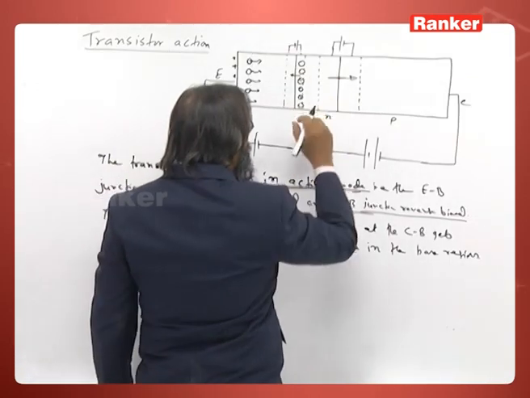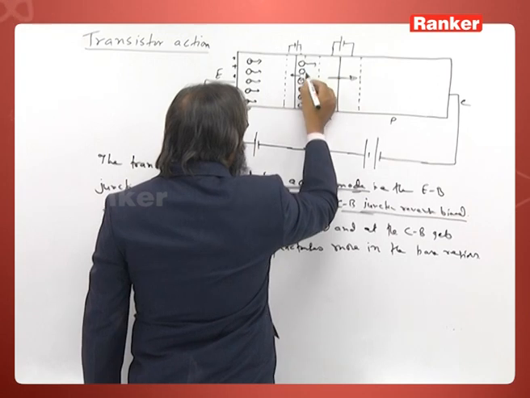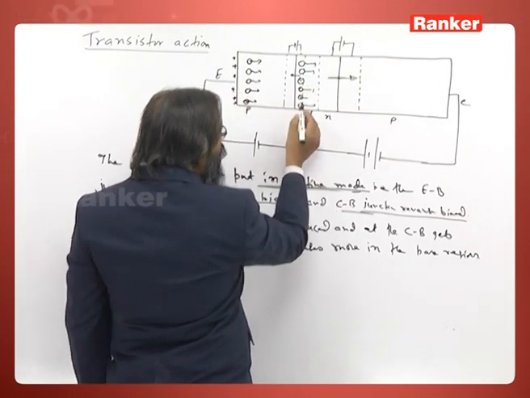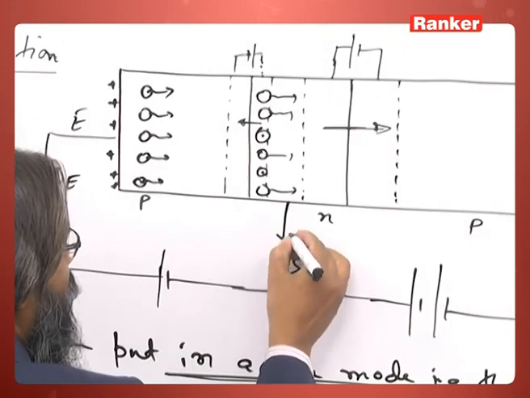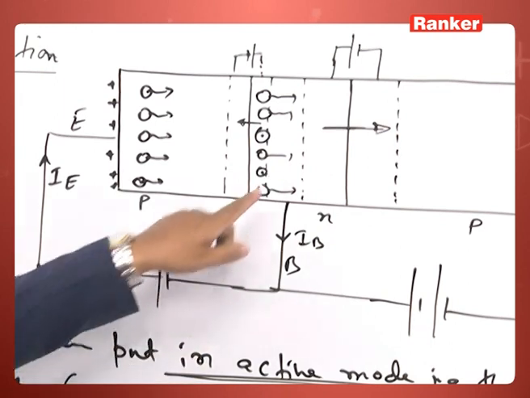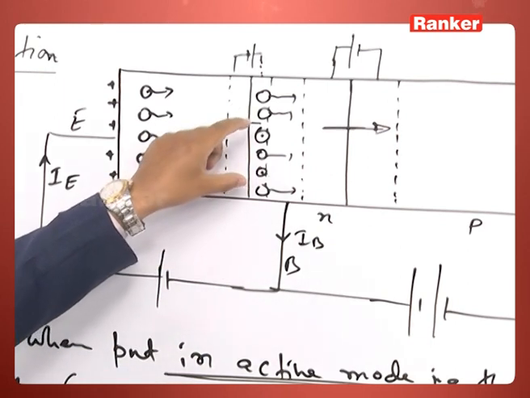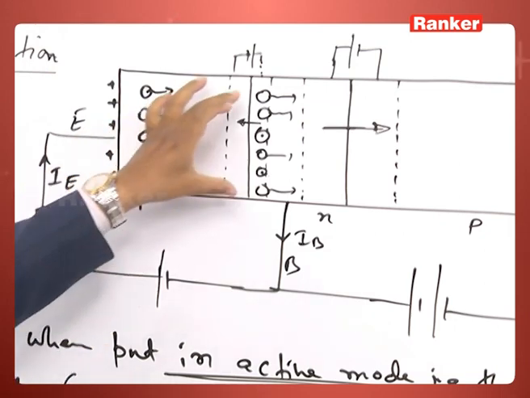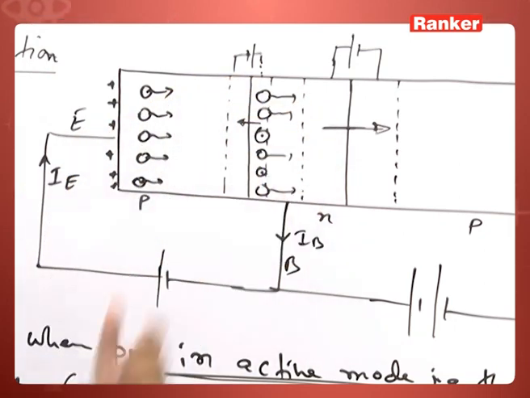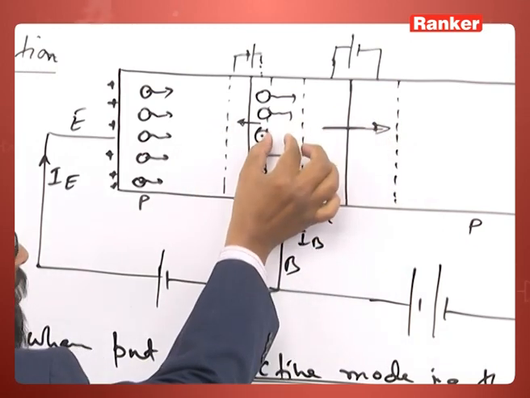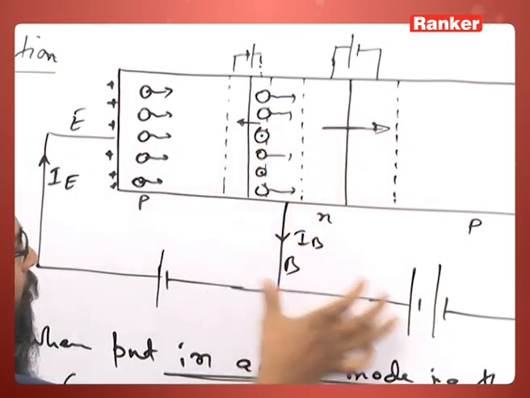Now, some of the holes which are still migrating combine with the electrons present at the base. So these electrons are robbed out. So what happens? We say that there is an IB current. Those electrons which combine with holes here constitute the base current IB.